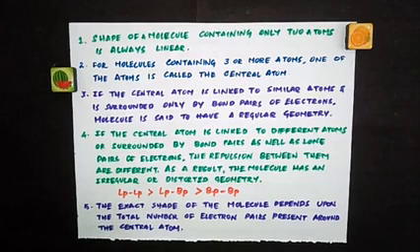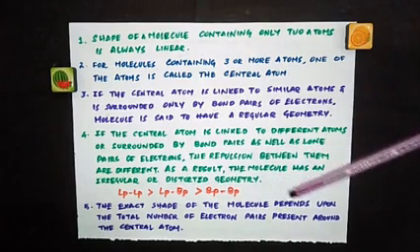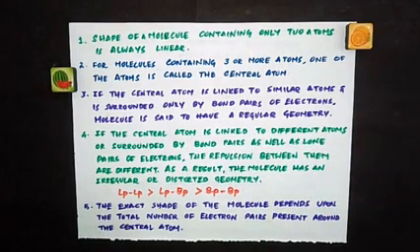And the last assumption is that the exact shape of the molecule depends upon the total number of electron pairs present around the central atom. When we say electron pairs, we consider both bond pairs and lone pairs. So depending upon the number of lone pairs and bond pairs present around the central atom, the exact shape of the molecule is determined.